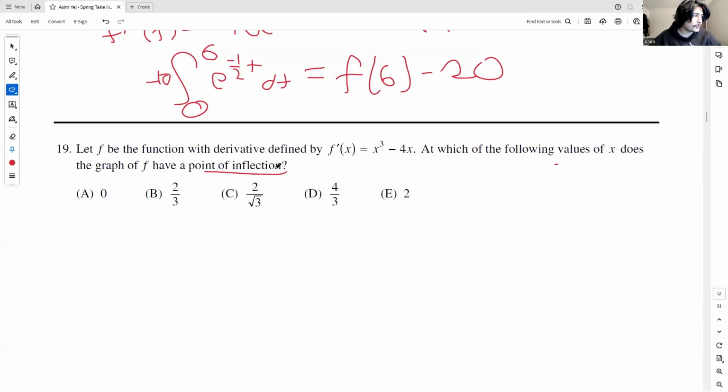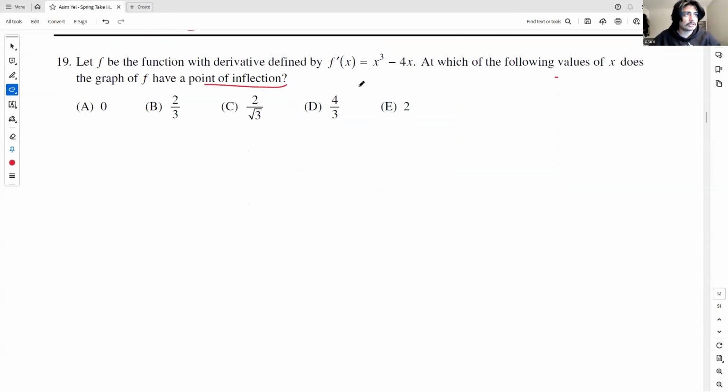So guys, for points of inflection, just make sure you're looking at the right spot. You have to take the second derivative in order to find the points of inflection. Now we have the first derivative, so we're basically going to take the second derivative by deriving it again. Taking the derivative, I got 3x squared minus 4. Now I have to set this equal to 0 in order to find my point of inflection.